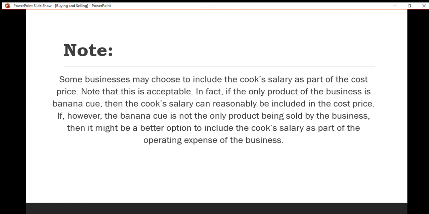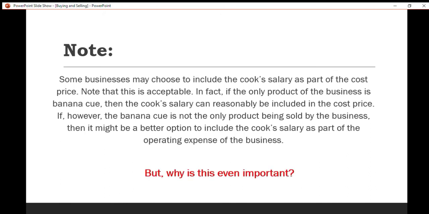Okay, next. Now note that some businesses may choose to include the cook's salary as part of the cost price. Okay, so yung cook salary, di ba kanina nandun siya sa operation cost or operating cost. Pwede natin siyang isama sa cost price. Yun ay kung, banana Q lang yung tinitinda mo, isa lang yung tinitinda mo, wala ng ibang product. However, kapag halimbawa may banana Q ka na, may kamote Q ka pa, may french fries ka pa, hindi na natin siya puwedeng isama sa cost price, lagi na siyang nasa operating cost. But why is this even important?